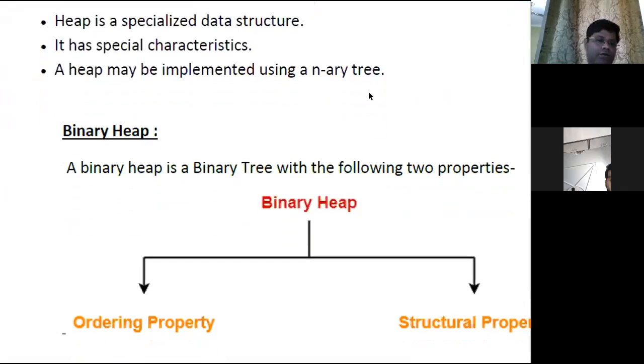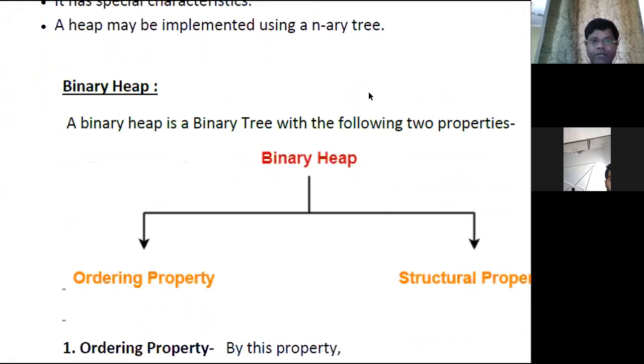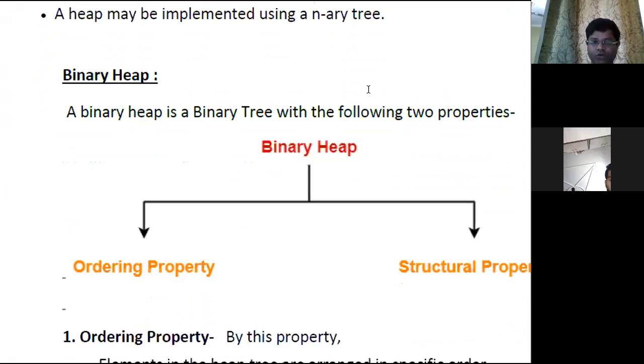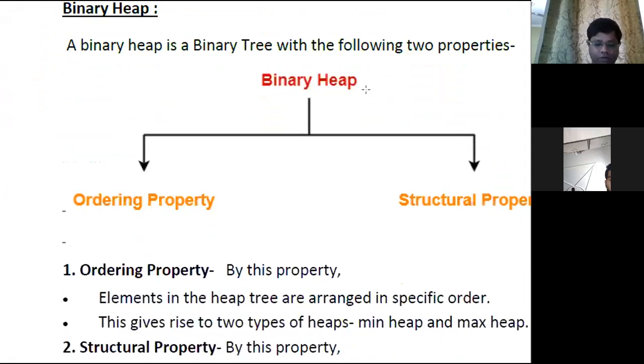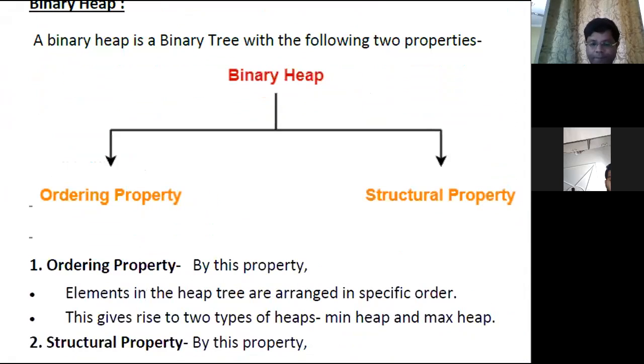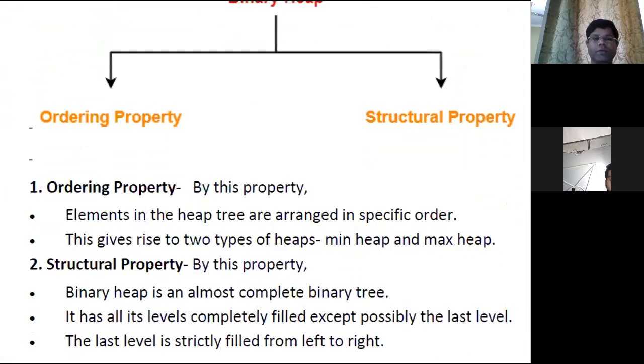Now next we proceed to the binary heap. A binary heap is basically a binary tree with two properties. The first one is the ordering property and the second one is the structural property. What is the ordering property? In the ordering property, elements in the heap tree are arranged in a specific order. This gives rise to two types of heaps, min heap and max heap.